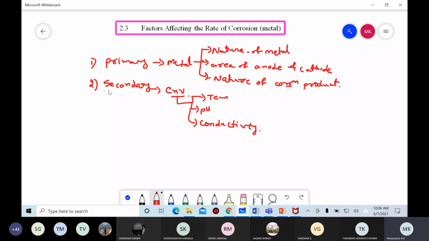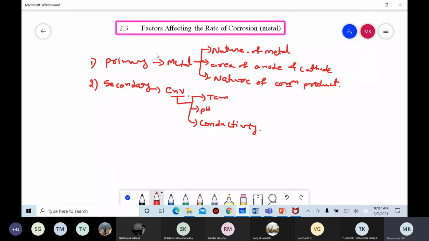Coming to the second, another one, that is secondary factors. The secondary factor is mainly due to the environment. In the environment also, there are some factors which affect the rate of corrosion, in which first one is temperature, second one is pH, another one is conductivity. These are the three factors due to the environment which affect the rate of corrosion.